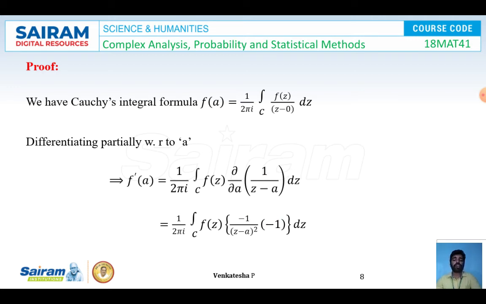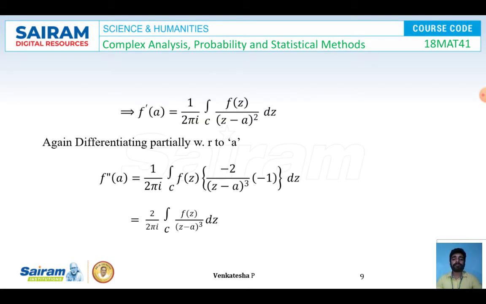So I got the equation like 1 by 2 pi i integral over the region C f of z into minus 1 by z minus a whole square into minus 1 into dz. So hence it will become 1 by 2 pi i integral over the region C f of z by z minus a whole square dz. So I got this equation. Now again differentiating this equation partially with respect to a.